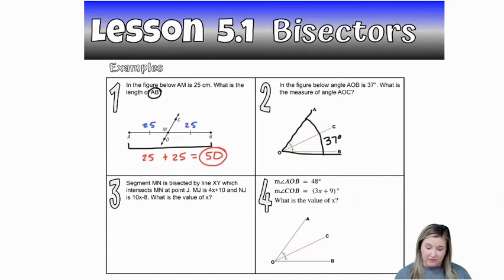It says, what's the measure of AOC? So remember, just trace it. So AOC. So it's asking, what is the measure of this angle? Well, since I have AOC is going to be my angle bisector, I know that each angle is an equal part. So therefore, I know that basically I can just take 37 divided by 2, okay?